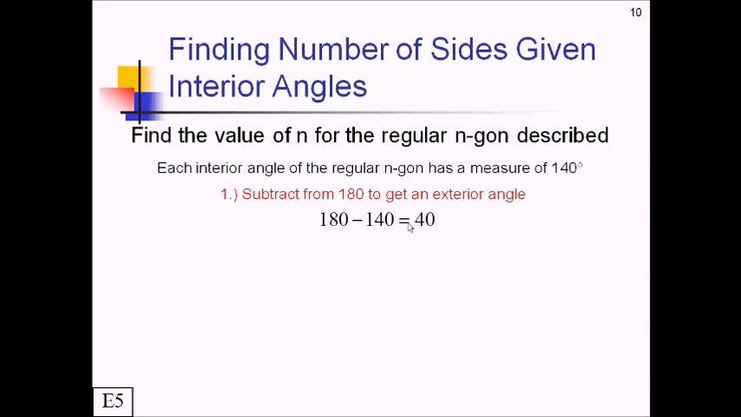Well, how many of those exterior angles do we have? Just divide 360 by this exterior angle, and that'll tell us the number of sides. So 360 over 40, that is going to come out to 9. So this is a nonagon we're dealing with here.